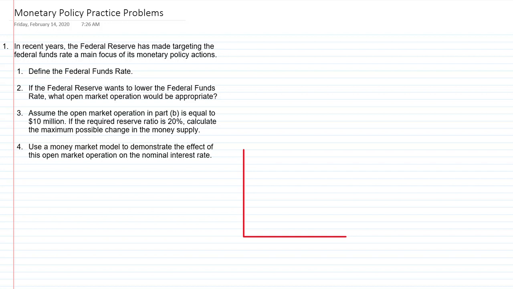Okay, so part 1 here asks us to identify or define the federal funds rate. So the federal funds rate is the rate at which banks borrow and lend from each other. Interest rate banks charge each other.